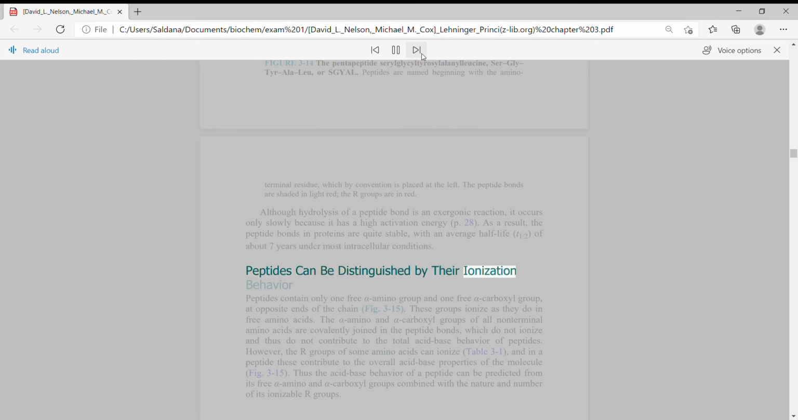Peptides can be distinguished by their ionization behavior. Peptides contain only one free alpha amino group and one free alpha carboxyl group, at opposite ends of the chain, Fig. 3-15. These groups ionize as they do in free amino acids. The alpha amino and alpha carboxyl groups of all non-terminal amino acids are covalently joined in the peptide bonds, which do not ionize, and thus do not contribute to the total acid-base behavior of peptides. However, the R groups of some amino acids can ionize, Table 3-1, and in a peptide these contribute to the overall acid-base properties of the molecule, Fig. 3-15. Thus the acid-base behavior of a peptide can be predicted from its free alpha amino and alpha carboxyl groups combined with the nature and number of its ionizable R groups.